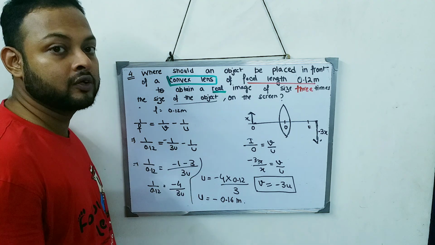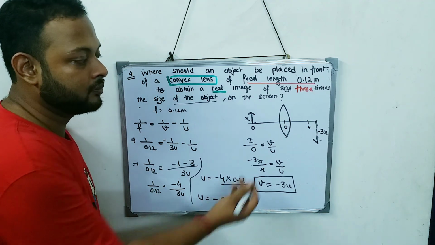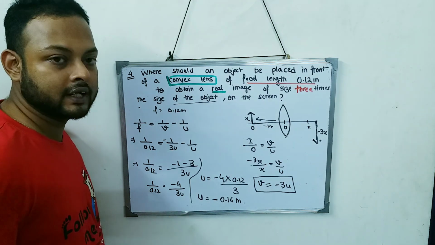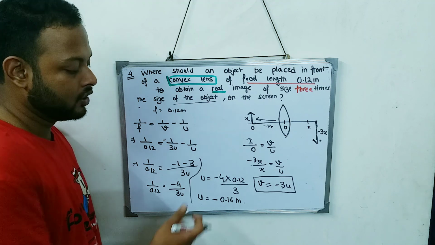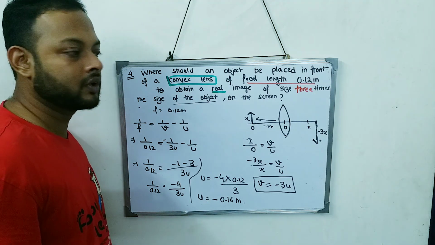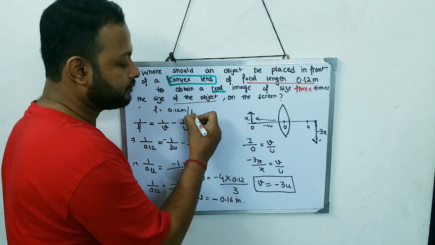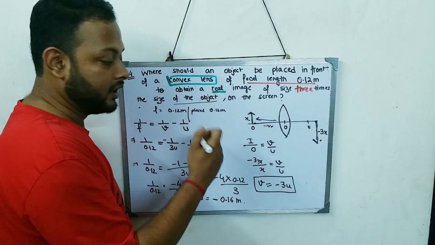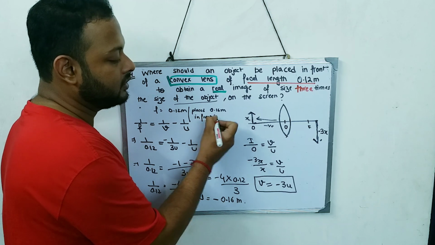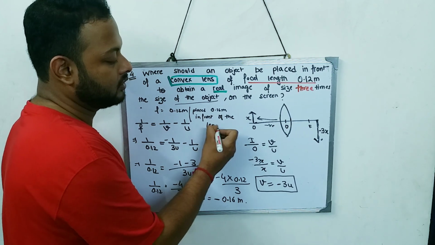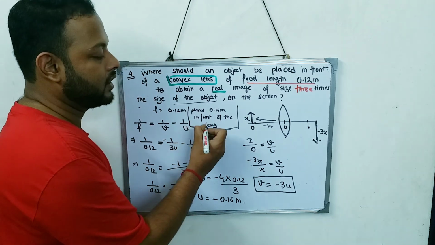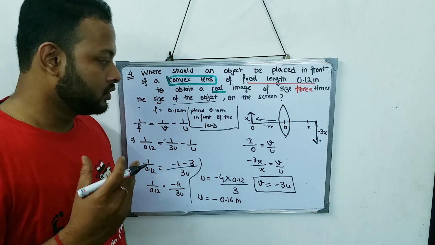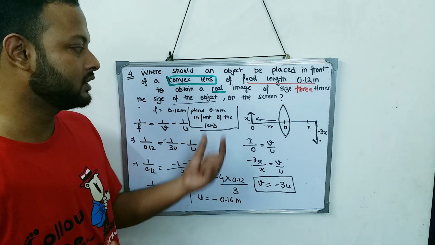Firstly, I should get the value of U as negative. Yes, the value of U should be negative because this distance is opposite to the incident ray. I got that as negative and I am pretty much sure my answer is correct. So U is equal to minus 0.16 means what? You have to write it like this: placed 0.16 meter in front of the lens. Clear? So the object is placed 0.16 meter in front of the lens.